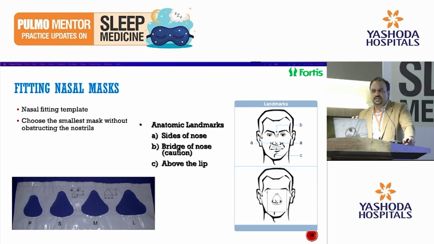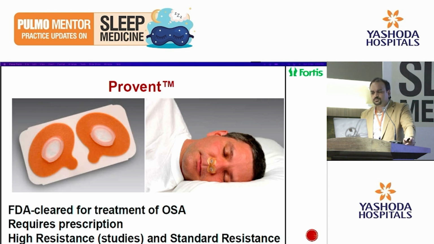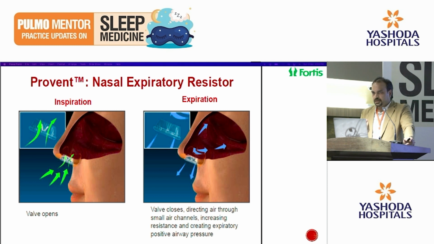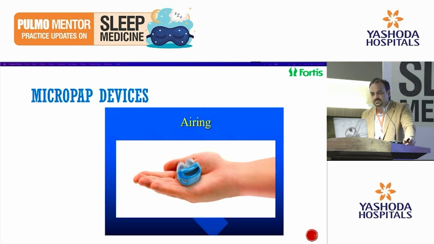There are different sizes of the mask that you can choose from. These are some of the new therapies, such as Provent. A very, very simple therapy that has an inhalation port which is bigger and an exhalation port which is smaller, so it creates a kind of PEEP and some kind of upper airway splinting, but again it is not very effective so far and there is very limited data on this. This mini micro PAP device is also available in the market, but because of the high pressure it keeps popping out from the nose, so it is again not very acceptable.